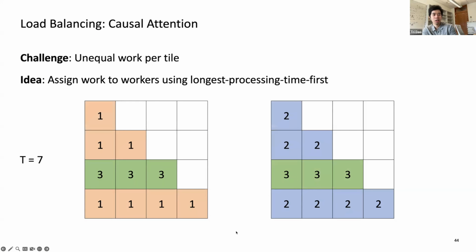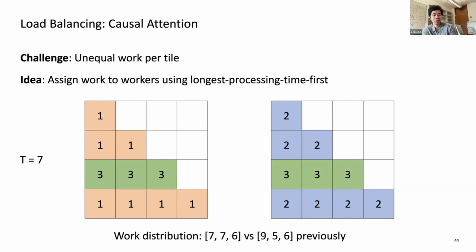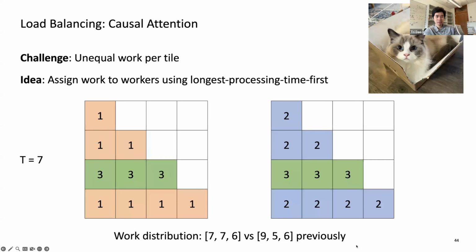And as before, in this case it only takes 7 time steps to finish all the blocks, because the shortest work tile gets scheduled last, and in this particular case, the work distribution is 7, 7, 6. Previously it was 9, 5, 6, right? So it's quite a bit better balance. I showed this to my cat, and he's a lot happier.